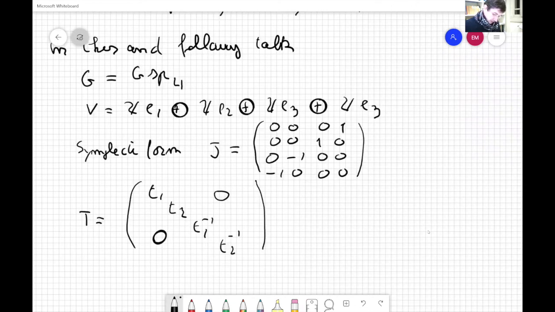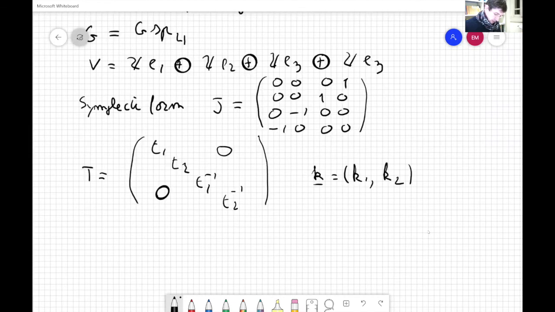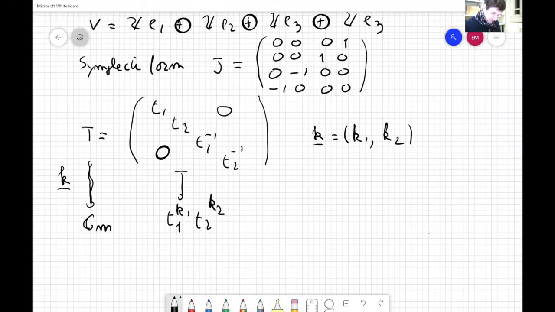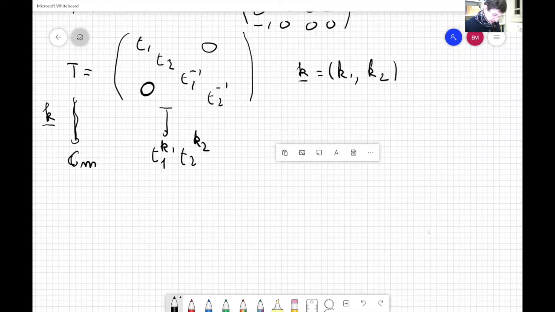And if underline K is a pair of integers K1 and K2, actually I will denote again by underline K the character to G_m that associates to such an element of T the character t1 to the k1 times t2 to the k2. Okay, so this is just to fix some notation. And then we have the Siegel parabolic, the Borel, and the Levi that already appeared in the previous talk, which I'm not going to introduce again.